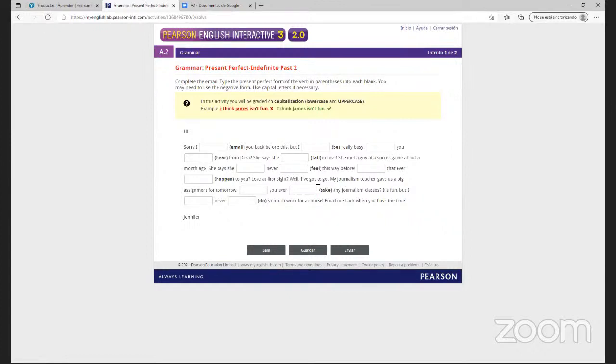Complete the email. Type the present perfect form of the verb in parentheses into each blank. You may need to use negative form. Use capital letters.